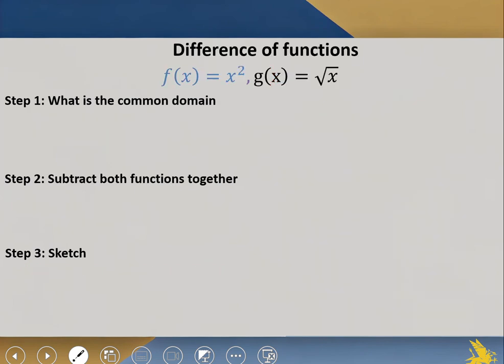If we look at this next one, there we go. f of x equals x squared, and g of x equals square root x. The same thing needs to apply. We need to look at the common domain. We know the domain of x squared, which is a parabola, will be all real numbers, whereas for square root x, we know it's just going to be 0 all the way through to the positive.